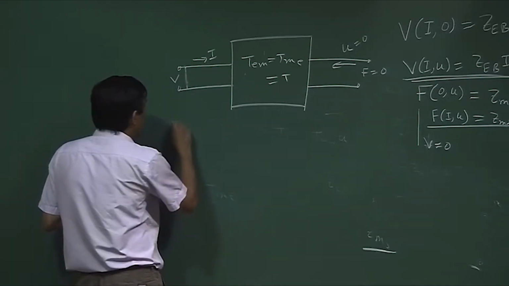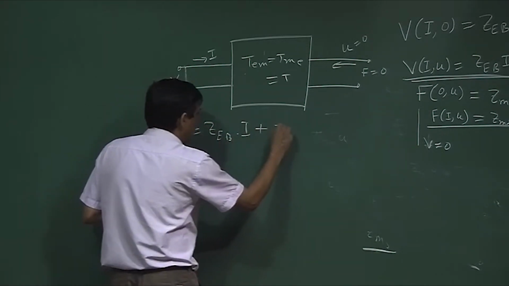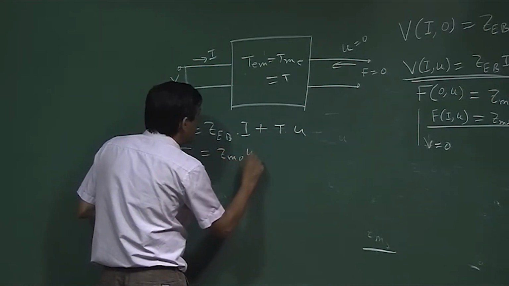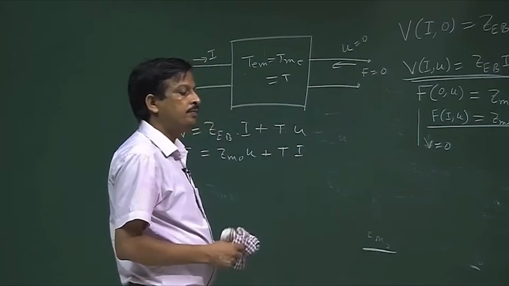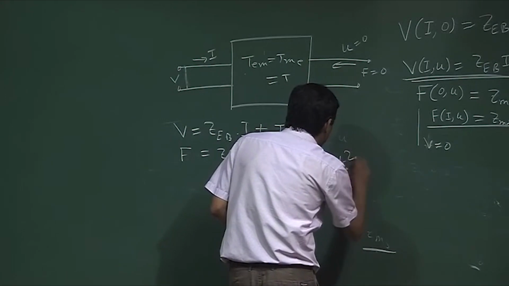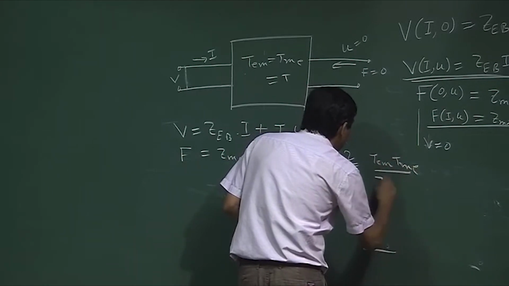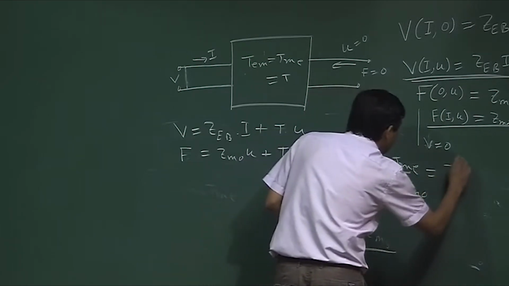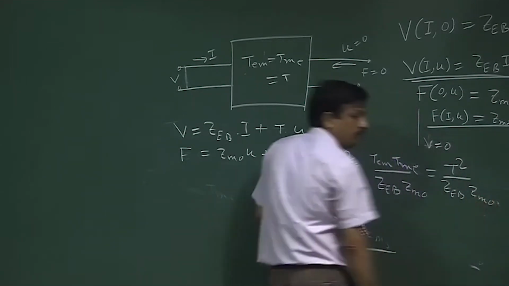In that case, V will be ZdV into I plus T into U, and F will be ZMO into U plus T into I. Now, Kc square is nothing but TEM times TME divided by ZdV into ZMO. So it is nothing but T square by ZdV into ZMO.